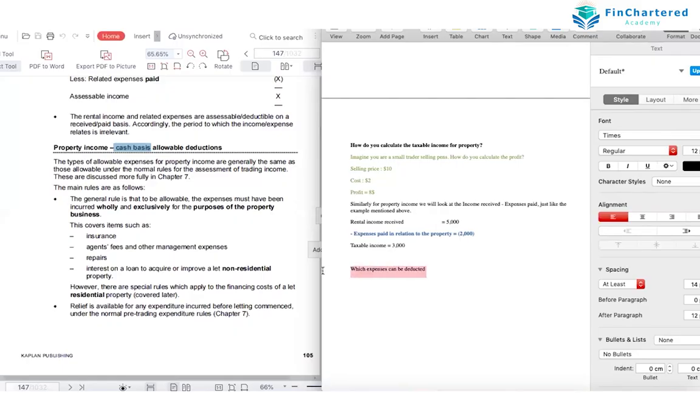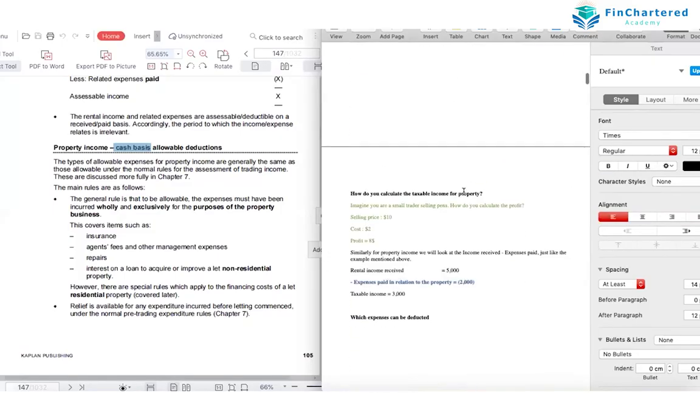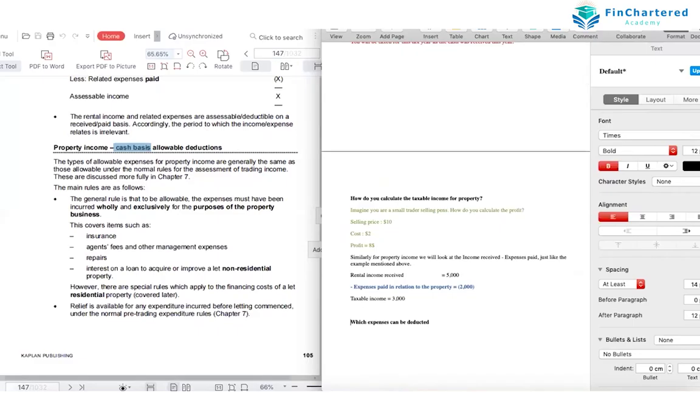Again, this is a headache. Okay, the reason I'm doing it with so much care is I intend to upload this on the LMS. Which expenses can be deducted from property income? Again, any expenses that were incurred in, say, maintaining the property could be an example.